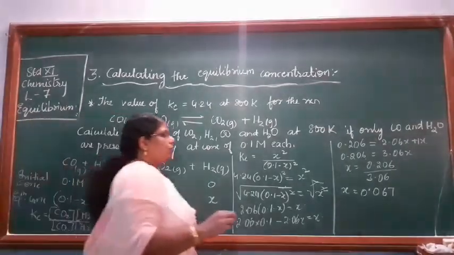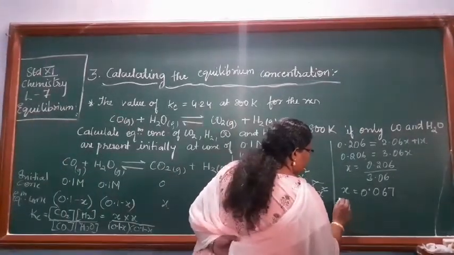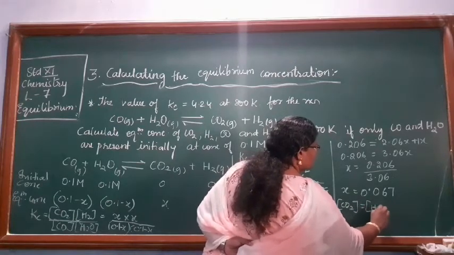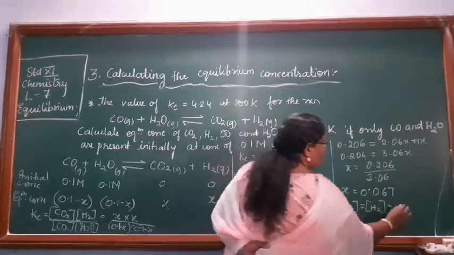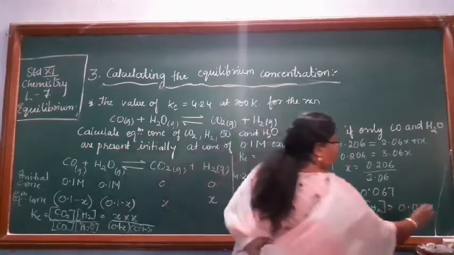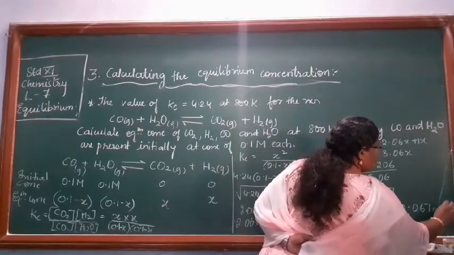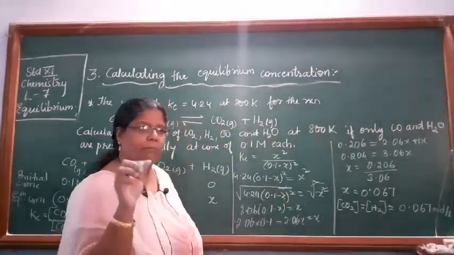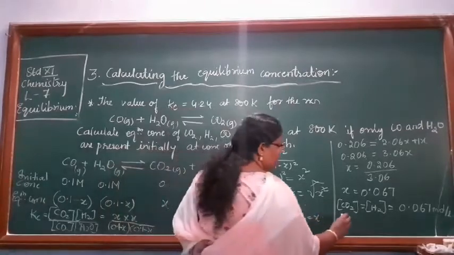Once you get the value of x, x is the concentration of H2, x is also the concentration of CO2. So what do we have? Concentration of CO2 equal to concentration of H2 comes out to be 0.067. You can write it as moles per liter or capital M लिख सकते हो. That is also showing you moles per liter.